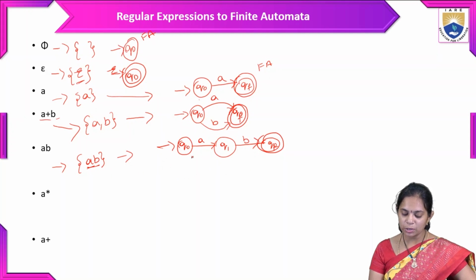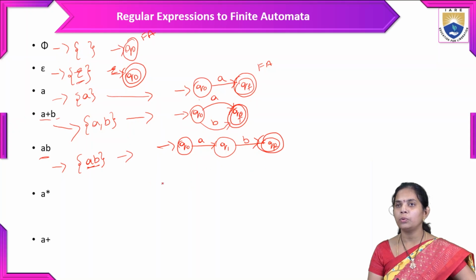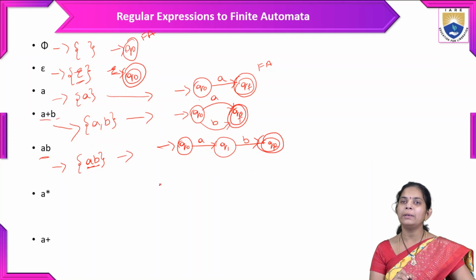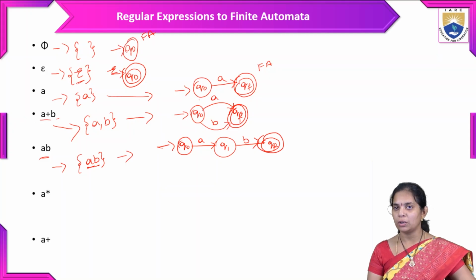In between there is only one string, so no other condition is there. Only ab should be satisfied. For that, how to design the finite automata? a is followed by b here, and then it reaches the final state.